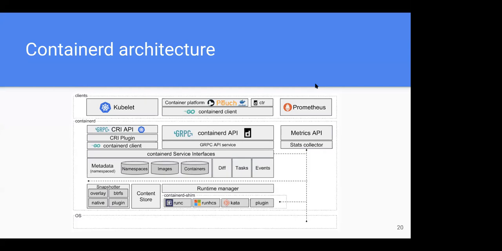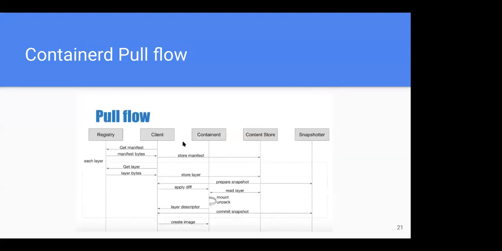I will deep dive into some flows of Containerd. Here we have a Containerd pull flow. It's not very difficult, it's a simple flow. It's a sequence diagram. As you see, the client will contact the registry to get a manifest, and then the client will store this manifest in the content store. Next, the client will get the layers that correspond to this manifest and store these layers in the content store.